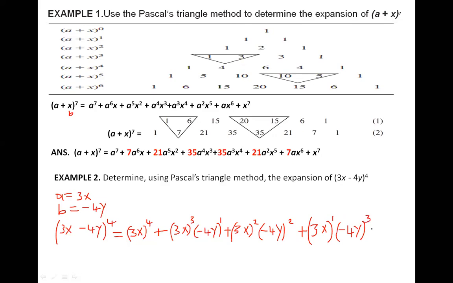And then lastly, we're going to raise this 3x to the power 0, which will give us 1. 3x to the power 0, you get 1. And then 1 times any number, you still get that same number. So lastly, you get negative 4y. So you get negative 4y, and then raised to power 4.